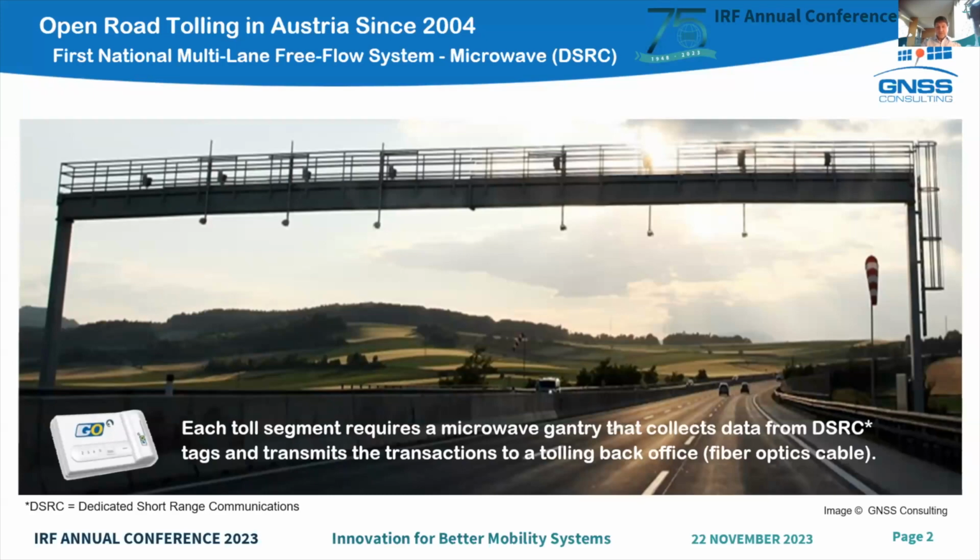It's based on a technology called DSRC, dedicated short range communication, which is a microwave technology. So for every toll section, you had to build one of these gantries, one of these bridges with the sensors that basically read the information off of the onboard units, which you see on the left side. These are little battery-powered tags which you mount on the windshield.